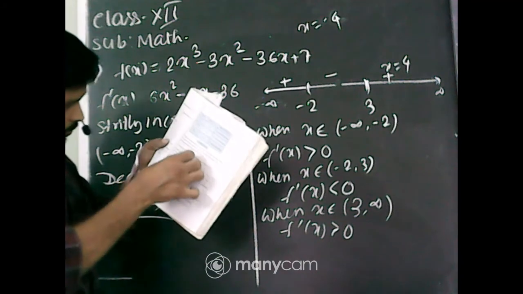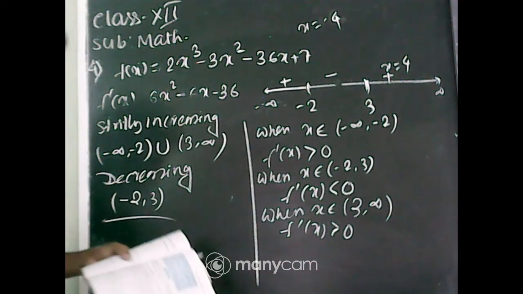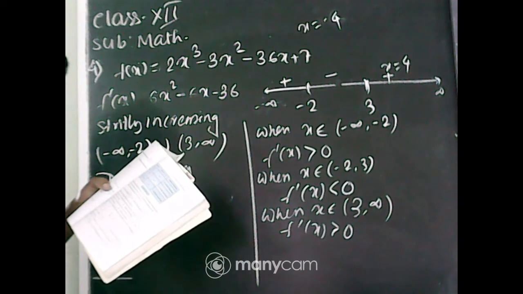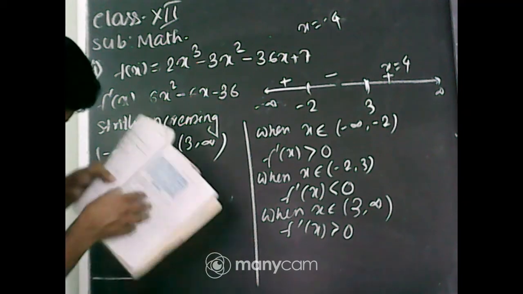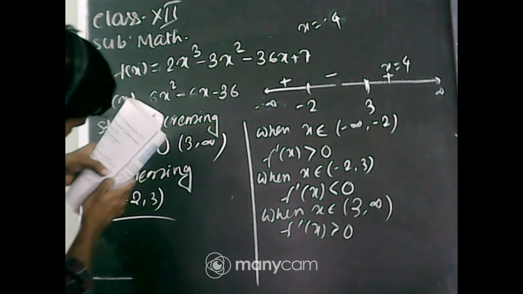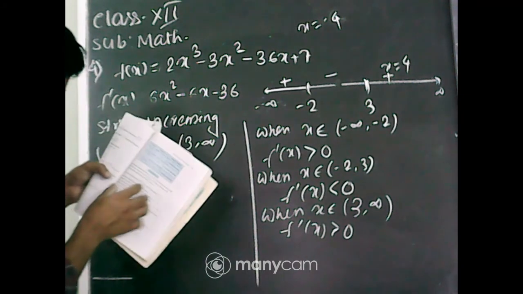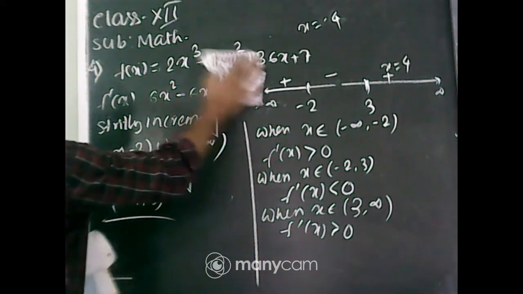Question number, what is this, 6. Okay, now question number 6. That was the 4. Oh, the previous question was question number 5 actually. Okay, that was the 5. Now we'll solve question number 6.